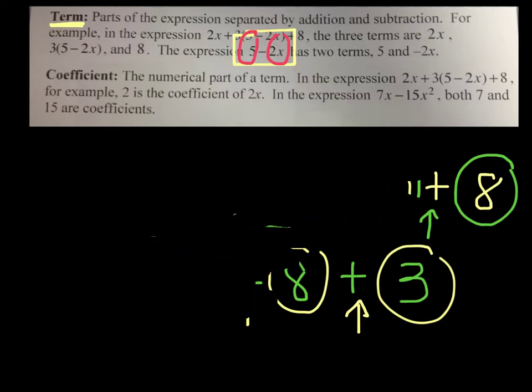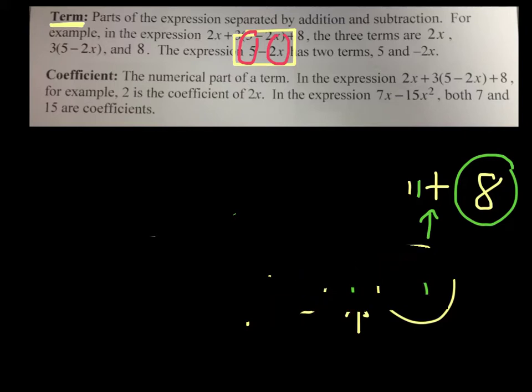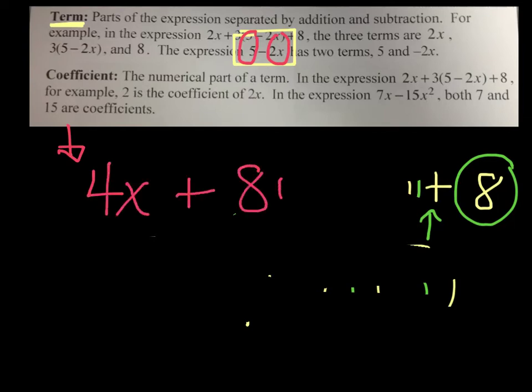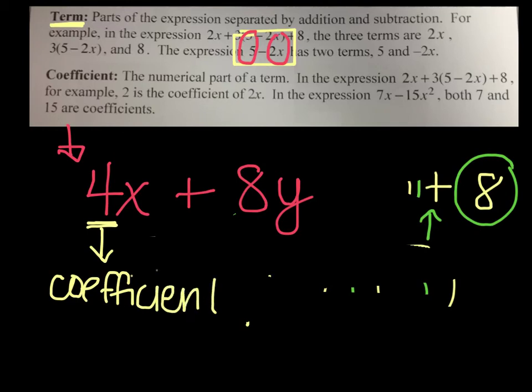Now there is another definition called a coefficient. If you look at the definition up there, a coefficient is the number part of a term. Here's what this means. If I had the term 4x, and let's say plus 8y, the coefficient is the number part. So this 4, that's the coefficient. The whole thing together is a term, but the number part is called the coefficient.